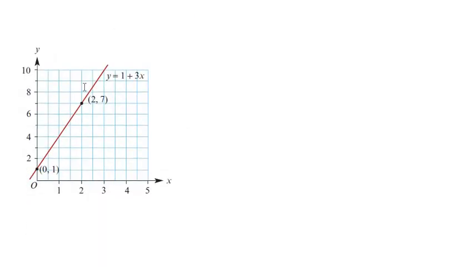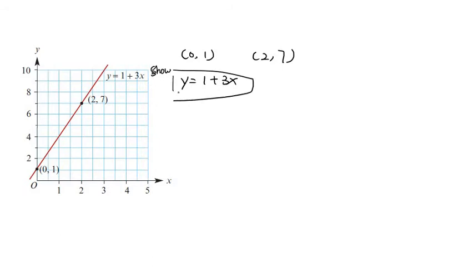Okay, now let's try a question. In this question, it's giving you two points. One point is (0, 1), and the other point is (2, 7). We're going to use these two points to show that the equation that can represent the linear equation is y equals 1 plus 3x. So this is a show type of question. Remember, when we answer show type of questions, we always pretend that we don't know the answer. So we're using point 1 and point 2 to find the equation that passes through these two points.